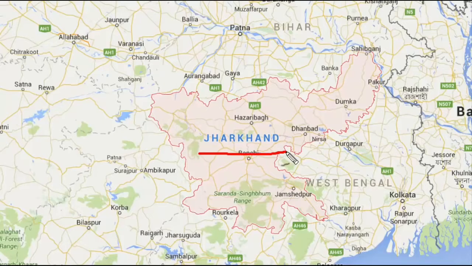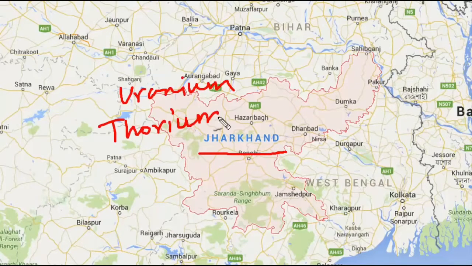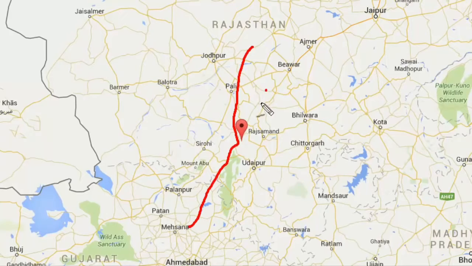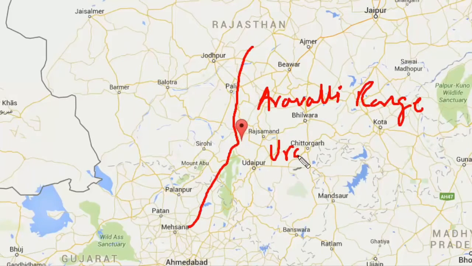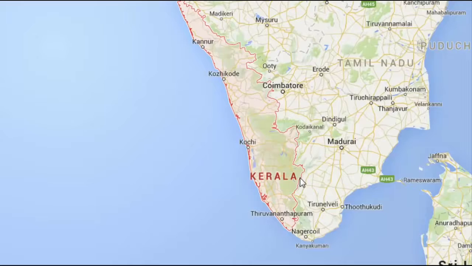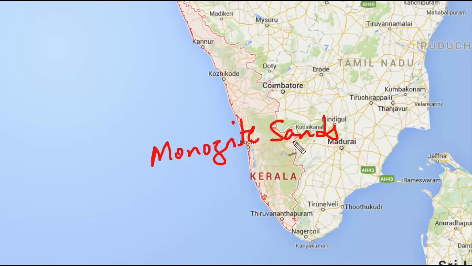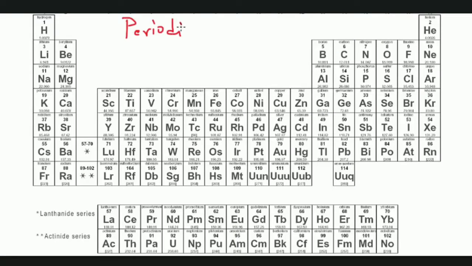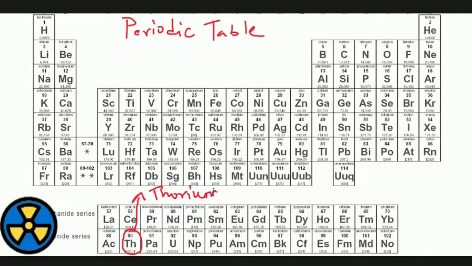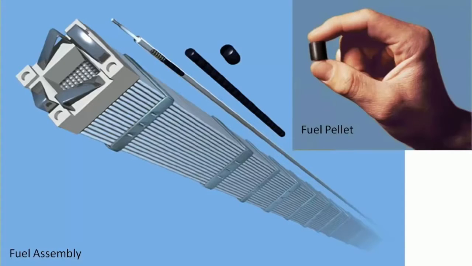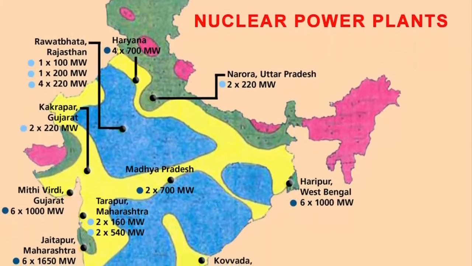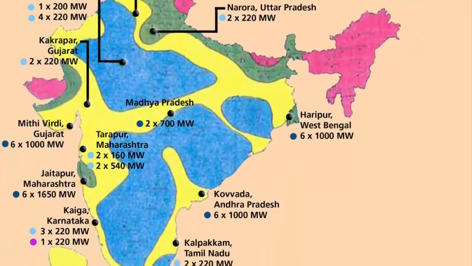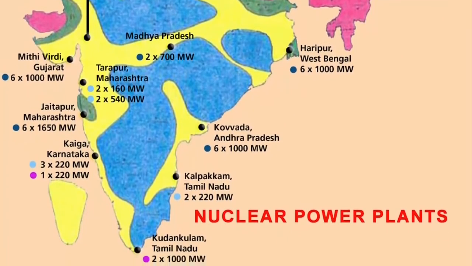power. Uranium and thorium, which are available in Jharkhand and the Aravalli ranges of Rajasthan, are used for generating atomic or nuclear power. The monazite sands of Kerala is also rich in thorium. So thorium is a chemical element which is highly radioactive, and it is also a primary fuel for many of the nuclear reactors. So some of the nuclear power plants in India are, just have a look at this map and you should see some of them.